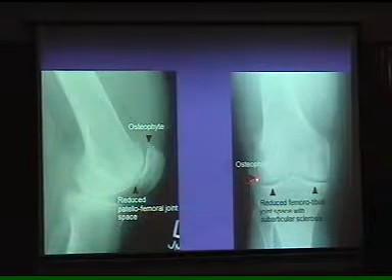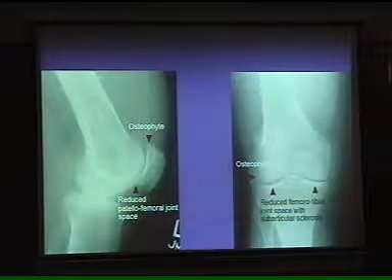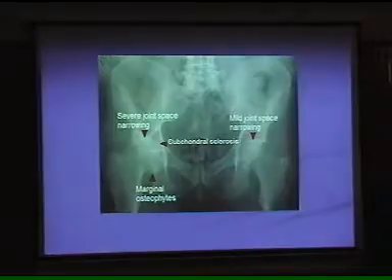Number three, multiple osteophyte formation. Here you can see multiple osteophytes, and reparative response is suggestive of osteoarthritic changes.